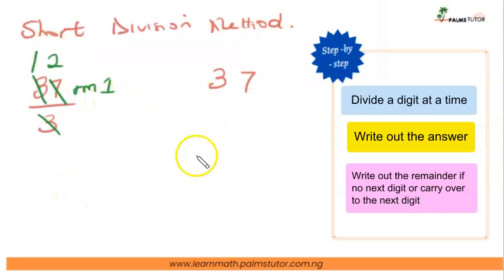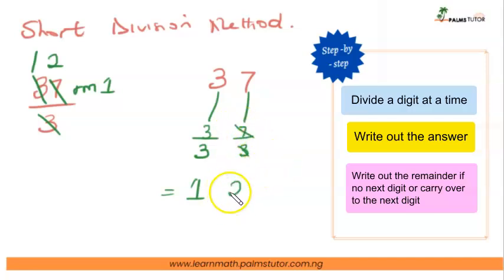If you would like to write it this way, I also like to do this. You could draw lines from here and say I pick one digit after the other. I say 3 divided by my divisor, which is 3, equals what? 1. And then 7 divided by my divisor, which is 3. How many 3's do I have in 7? I have 2. Then I have a remainder of 1. Whichever way, you have the same answer.